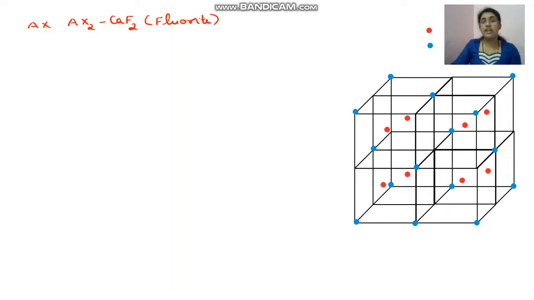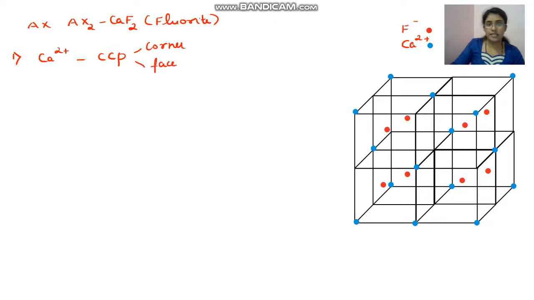Now, calcium fluoride, CaF2, is taken here. In this, the red ones are the F- ions, and the blue ones are the Ca2+ ions. The first thing is, where are they present? All the Ca2+ ions are present in the CCP or FCC, the cubic close packing, at the corners and at the face centers. Now the next thing that we have is our anion, F- ions.